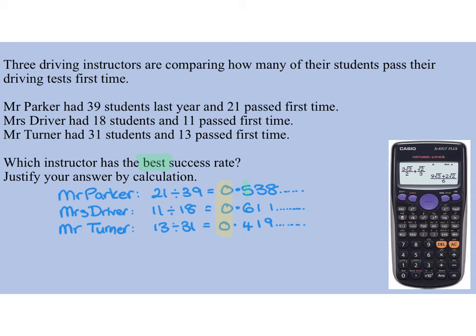Right, let's have a look at the first number. Oh, that's good. We won't have to do much for this one because they're all different. So we're looking for the person with the best success rate. We've got 5, 6 and 4. That 6 there is the biggest. So Mrs. Driver.